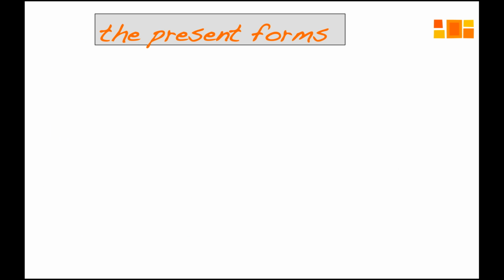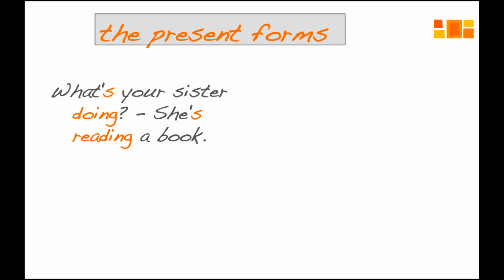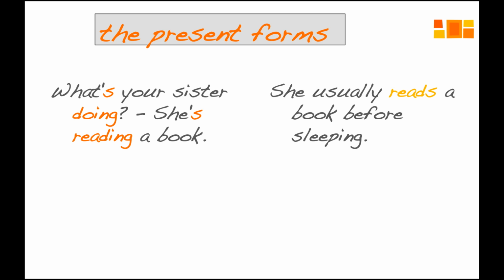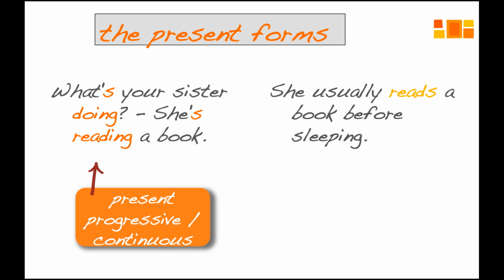You know, of course, that for the present tense you have those two forms. What's your sister doing? She's reading a book. And she usually reads a book before sleeping. So we've got the present progressive or the present continuous over here on this side and the simple present here on this side. What's the difference? Why did we use the ing form here and the simple form there?